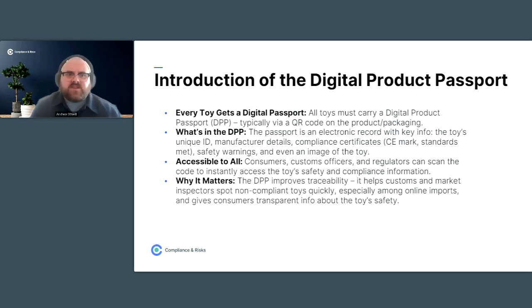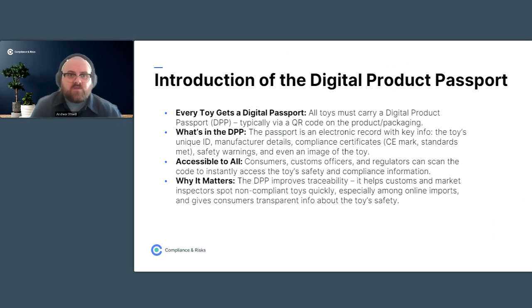So we introduced the digital passport here. Another change is the introduction of the digital product passport for toys. Think of it as a digital ID card or electronic record for each toy product. Under the new regulation, every toy placed in the EU will need to have a digital product passport, which will commonly be provided in the form of a scannable QR code on the toy or its packaging.